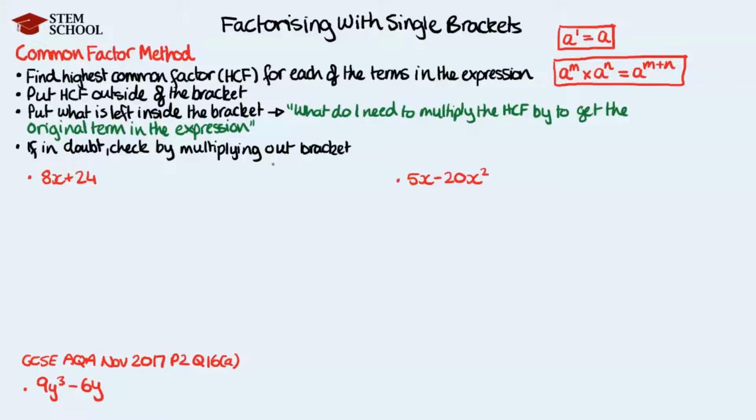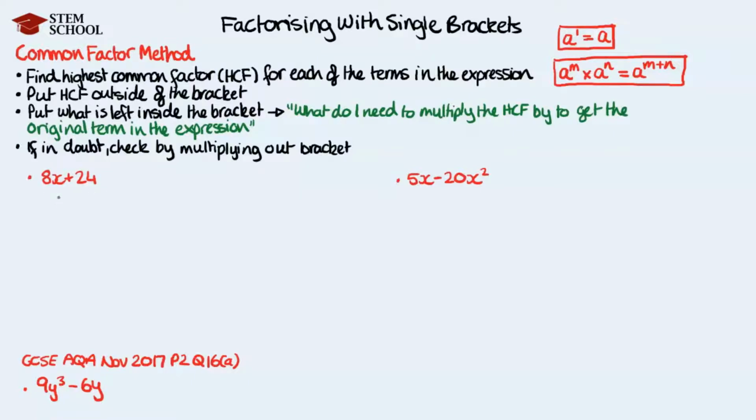And when it comes to algebra, the one thing that should always be in your head are the rules of indices. So I've written 2 rules of indices that you should know and you will be using for this topic. So let's deal with the first question. We've got 8x plus 24. So the first task is to find the highest common factor for each of the terms. So we have 2 terms here, 8x and 24.